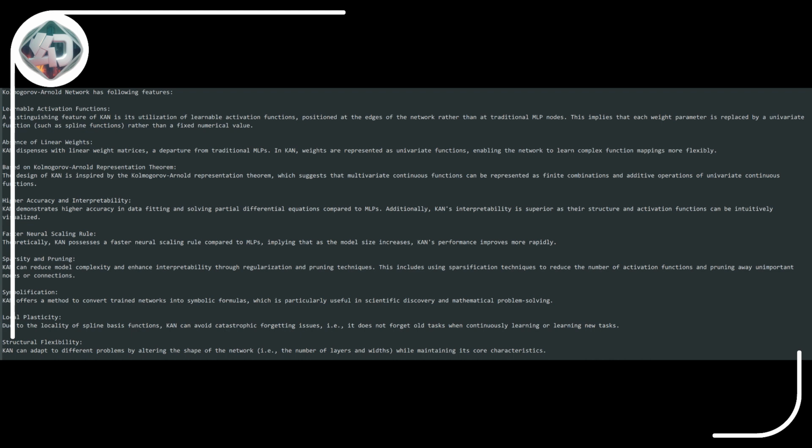Absence of linear weight. KAN dispenses with linear weight matrices, a departure from traditional MLPs. In KAN, weights are represented as univariate functions, enabling the network to learn complex function mappings more flexibly.